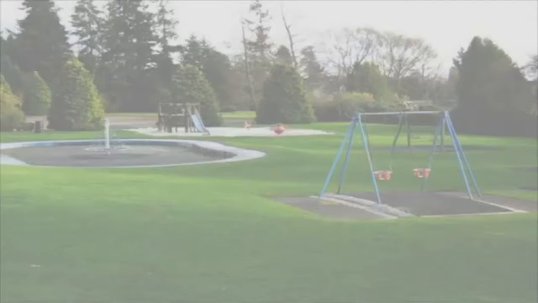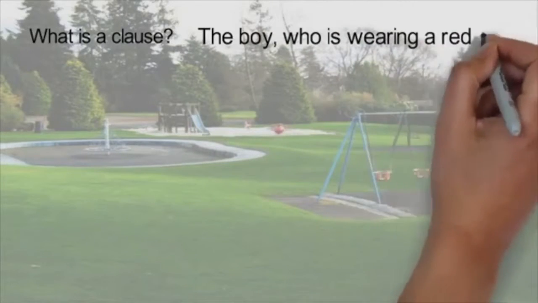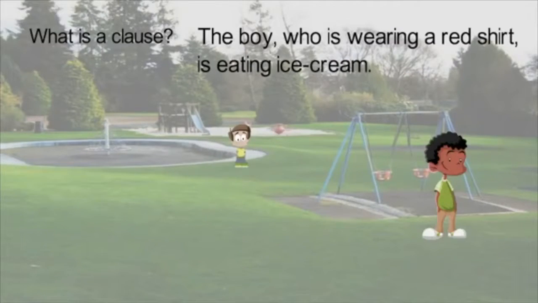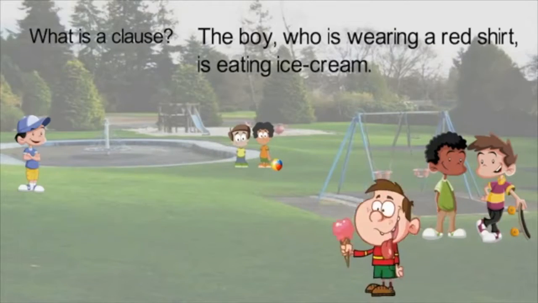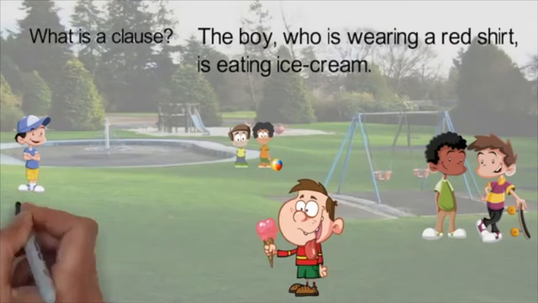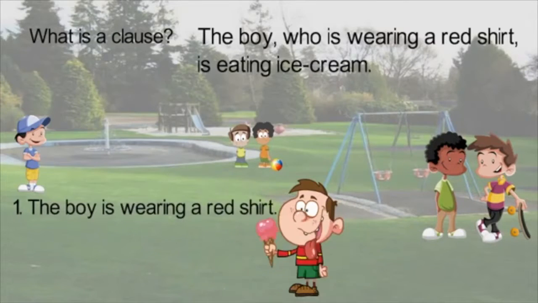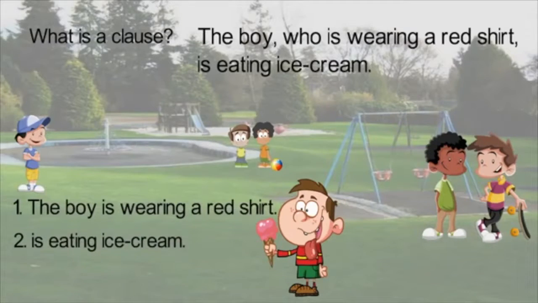Before we start talking about relative clauses, let's make sure you understand what a clause is. Let's look at the following sentences and decide where the clauses are. The boy, who is wearing a red shirt, is eating ice cream. Do you see the clauses? How many are there? Yes, that's right, there are two. The first clause is, the boy is wearing a red shirt. And the second clause is, eating ice cream.